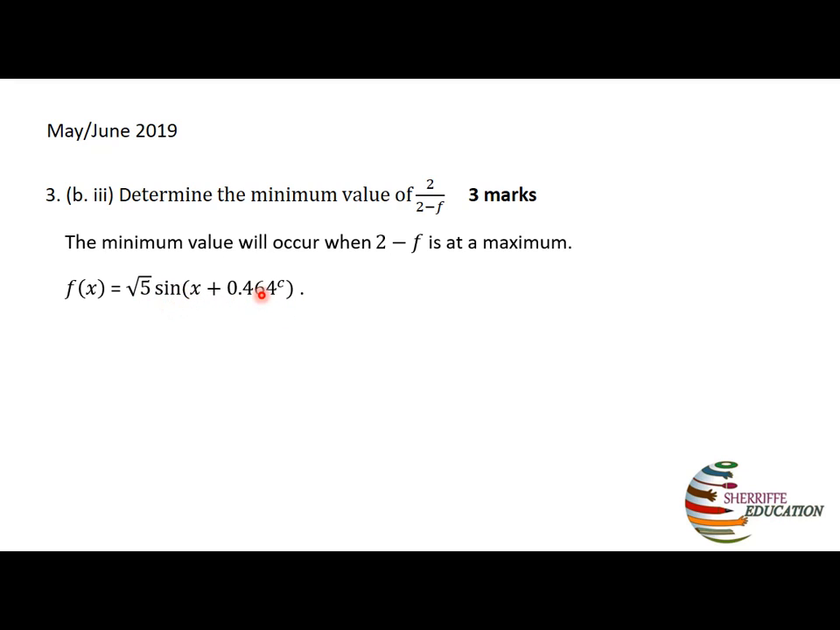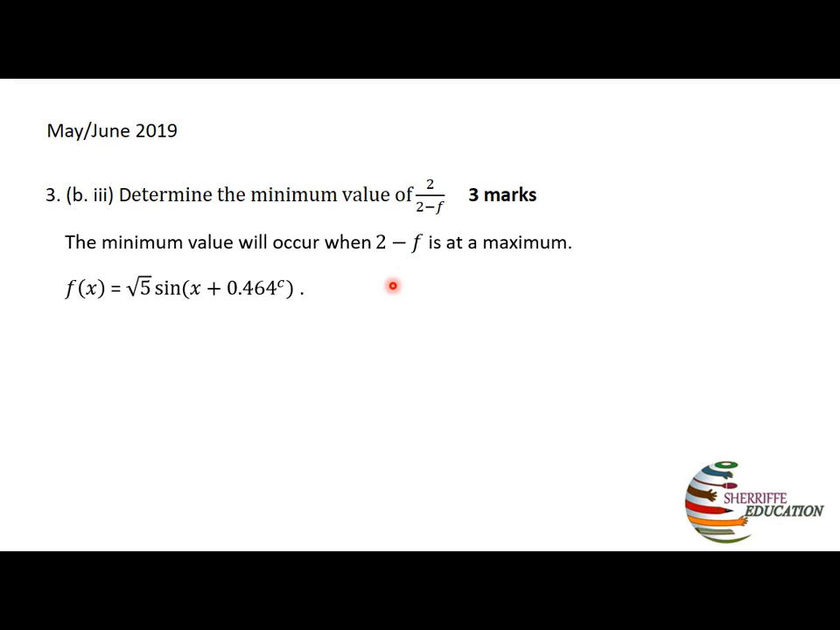Now, if it is 1, then we would have root 5 times 1, so f would be root 5. And if we plug f as root 5 here, then 2 minus root 5, where the square root of 5 is 2 point something, would be some negative number. If we take sine of x plus 0.464 as -1, then we would have root 5 times -1, which is negative root 5, and then substituting in here, 2 minus negative root 5 is 2 plus root 5, which is definitely bigger than some negative number.